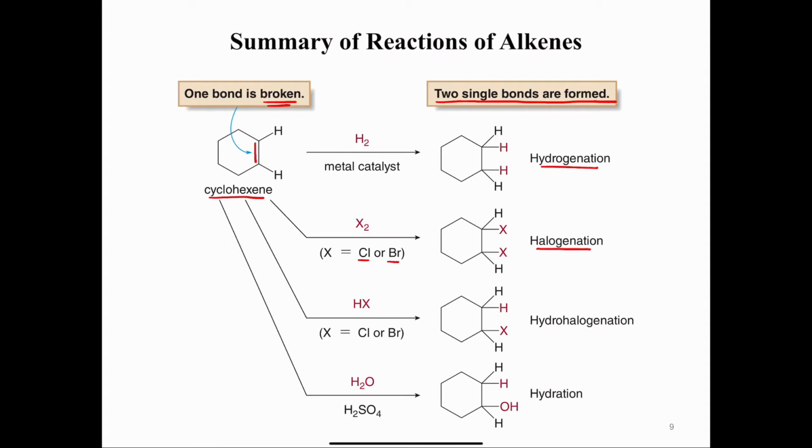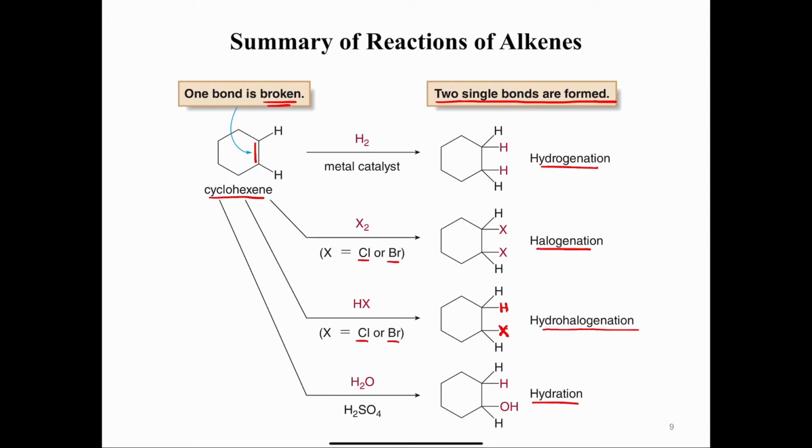If we're doing hydrohalogenation, we form one single bond to a hydrogen atom and one single bond to a halogen. Again, the halogens can be chlorine or bromine. And then finally, when we do hydration, we're adding water across that double bond.